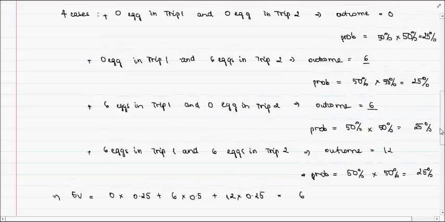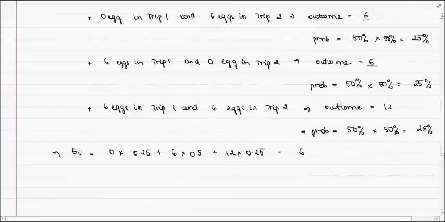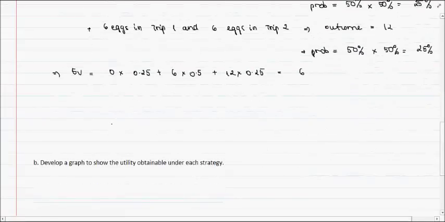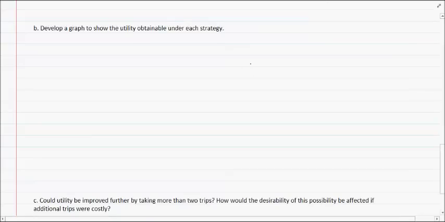So this basically shows that in either case, or in either strategy, 6x are going to make it home. So 6x make it home on average. Alright, so part B asks you to develop a graph to show the utility obtainable under each strategy.